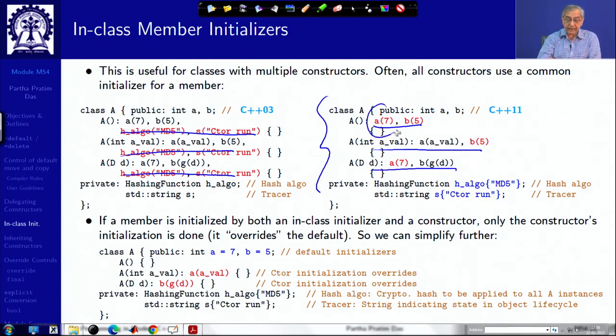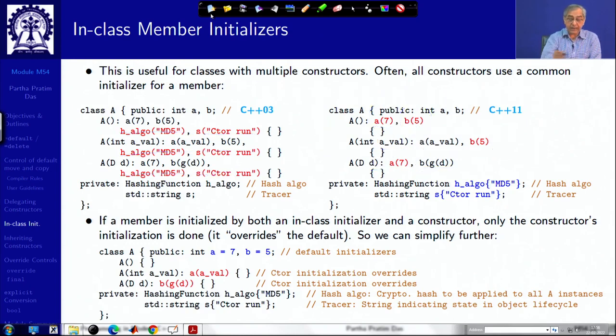And then again I see that A is 7, B is 5 in 2 cases, but there are cases where they are different. Not everywhere they are same, unlike H_algo. So, what I do, I put a default initialization of 7 and 5 because they are more frequently occurring. So, with that I would not need to specify anything here.